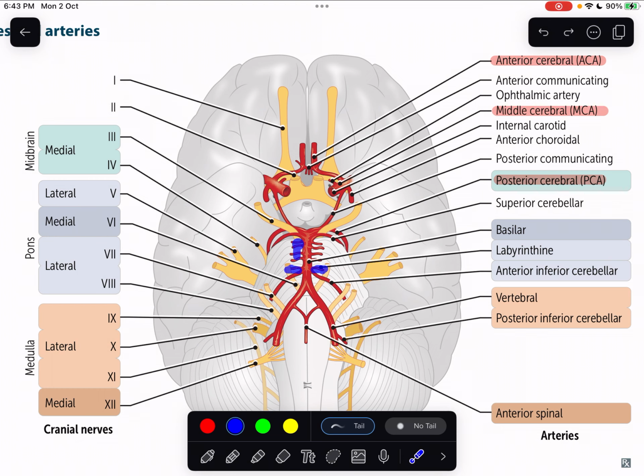Okay, just remember this one here. These are the pontine arteries, because they are present above the pons. This one over here is the pons. So if it's the pons, then these are the pontine arteries, but this one is the labyrinthine artery.